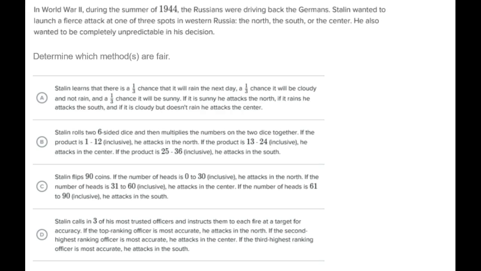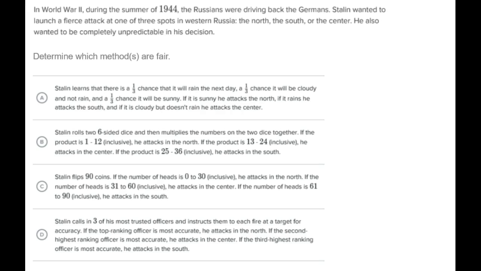The last scenario we are going to discuss: in World War II, during the summer of 1944, the Russians were driving back the Germans. Stalin wanted to launch a fierce attack at one of 3 spots in Western Russia: the north, the south, or the center. He also wanted to be completely unpredictable in his decision. So we're going to have 4 different scenarios. We want to determine which method or methods would be fair.